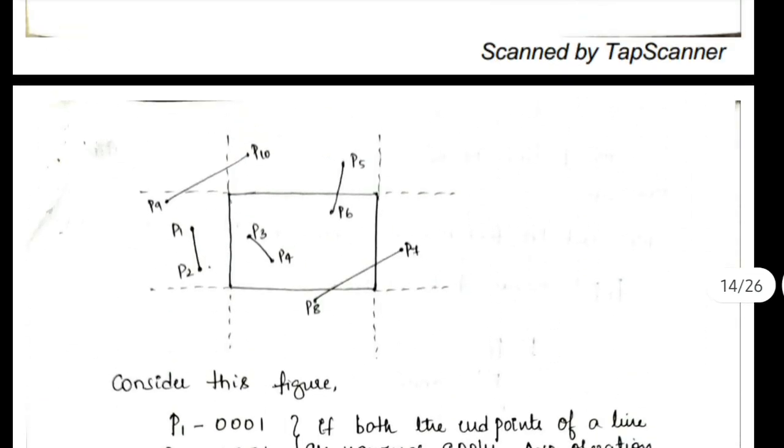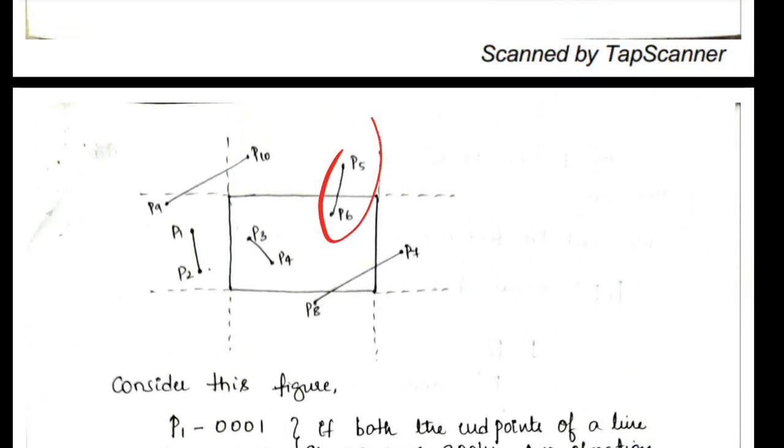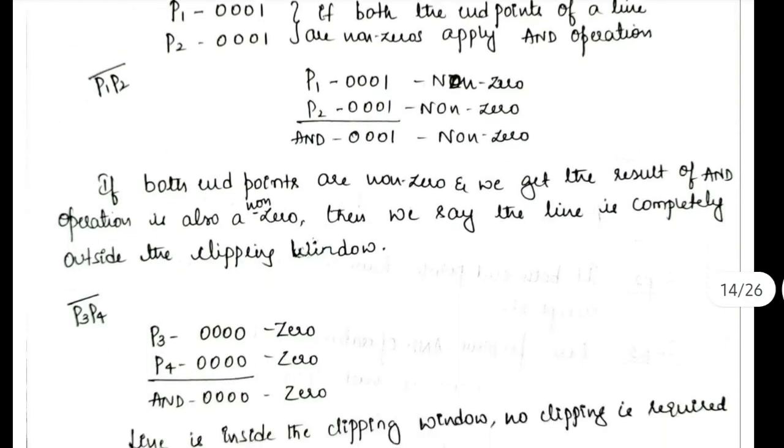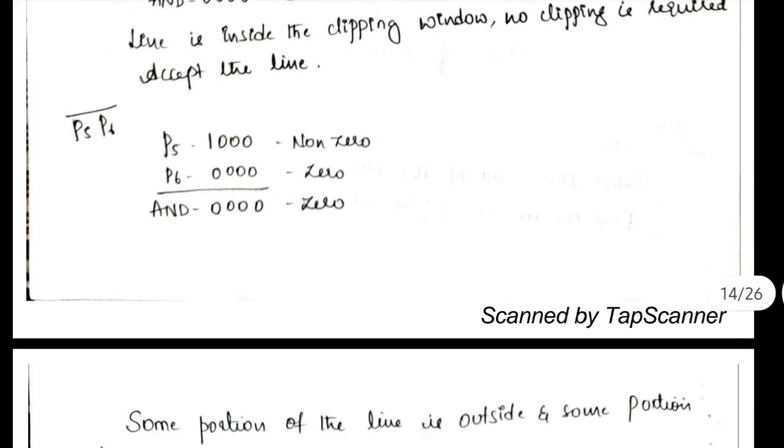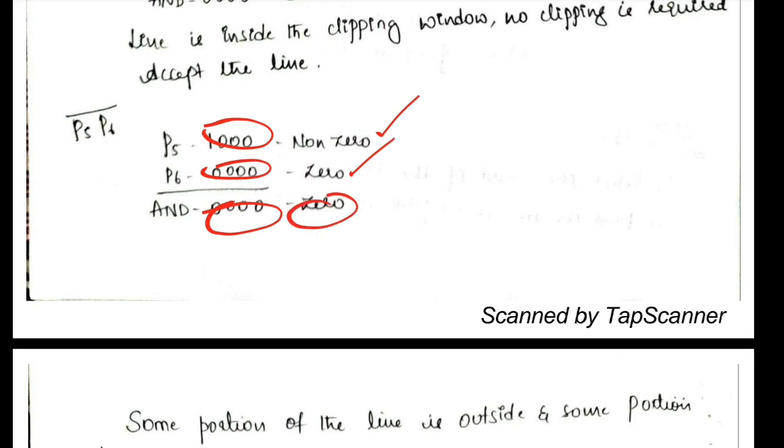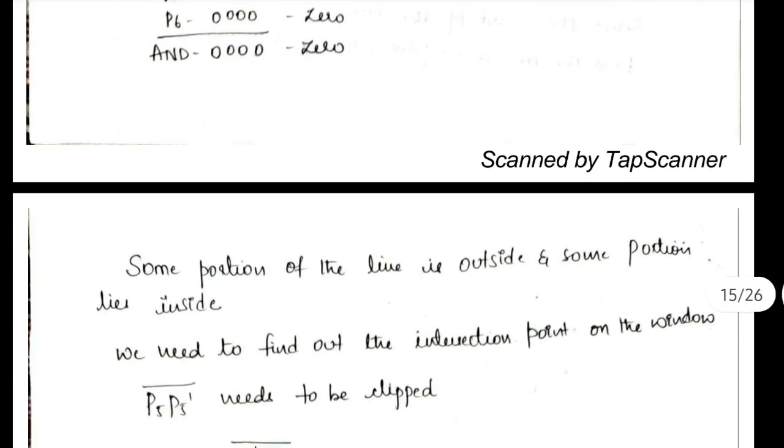Now comes the third one, which is P5 and P6. What is the code for this one? This is 0000, and this one is top, so it will be 1000. So write down 1000 and 0000, and if you find the AND operation, it will be 0. If one of them is non-zero and the second is 0, then you get the answer 0. That means it should be partially clipped.